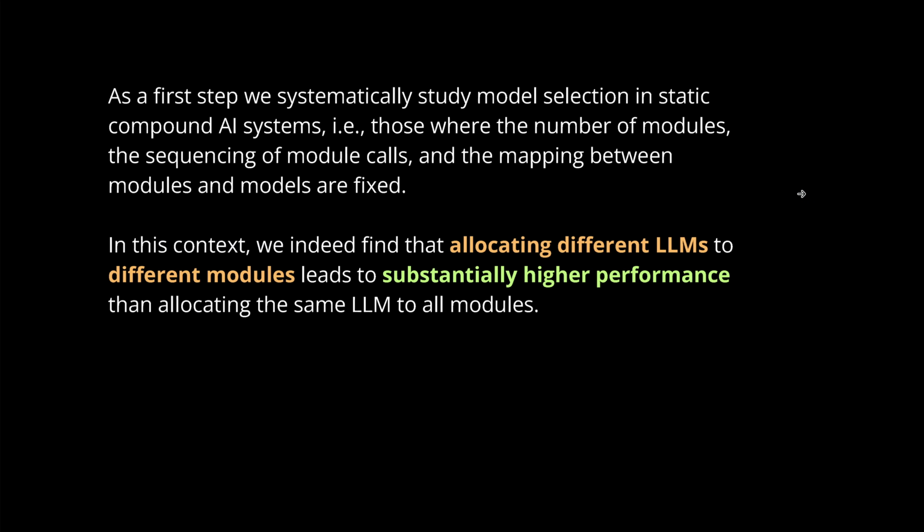So here we are. Here we have our spark of genius. So what do we do? As a first step, the authors here, Harvard and everybody, systematically study model selection in a static compound AI system. Those where the number of the modules, the sequencing of module calls, and the mapping between the modules and the models are fixed. And in this context, they found, as a first idea, that allocating different LLMs to different modules really, surprisingly, leads to substantially higher performance than allocating the same LLM to all the modules. This is amazing.